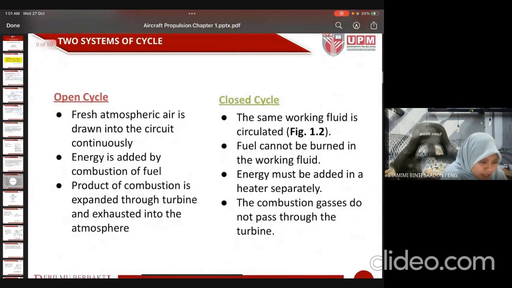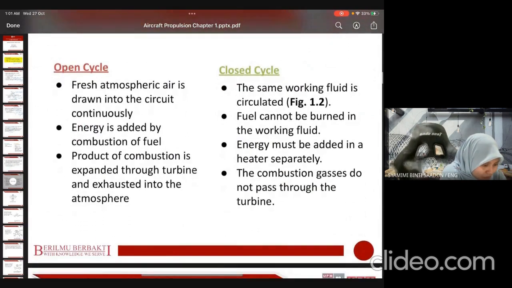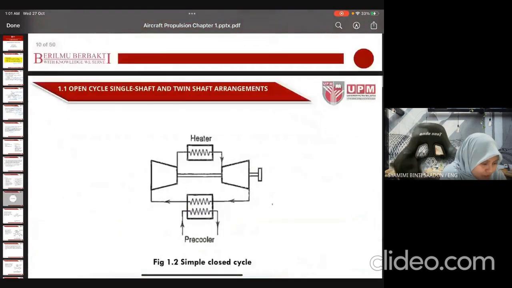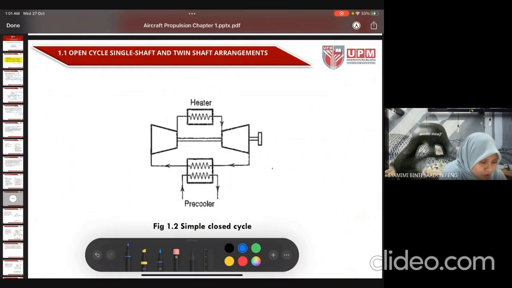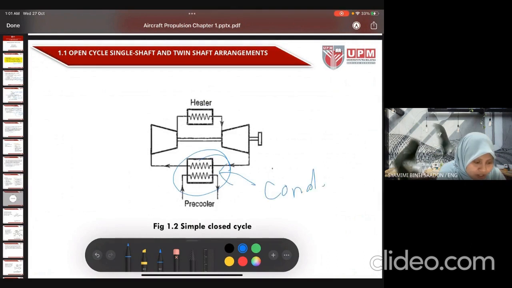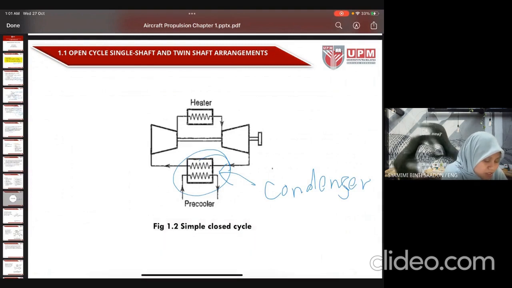Okay, two systems of cycle, the one I just mentioned: open cycle and closed cycle. You can read this one. This is the simple closed cycle that I mentioned just now. So we must have another component, at least 4 components to complete the cycle. Normally a condenser, to complete the cycle because it is a closed system.